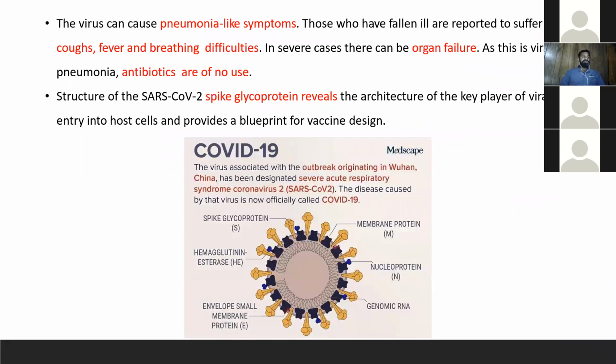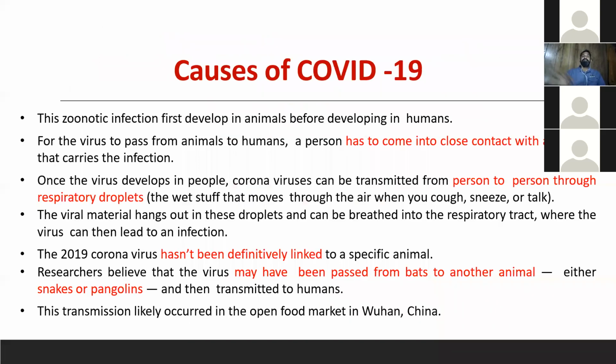The virus can cause normal respiratory issues, and the structure of the SARS-CoV-2 spike glycoprotein reveals the architecture of the key player of virus entry into the host cells and provides a blueprint for vaccine design.